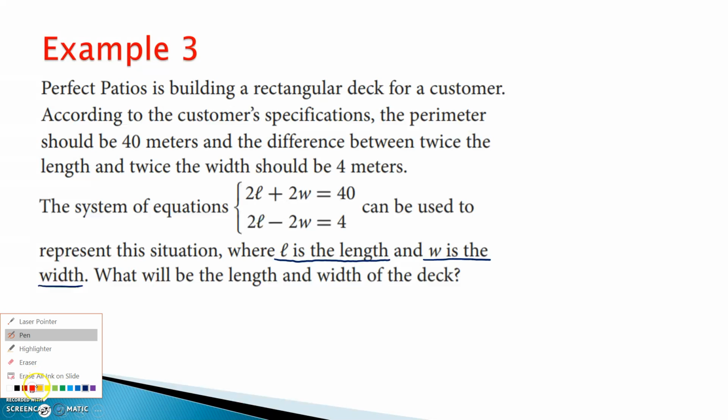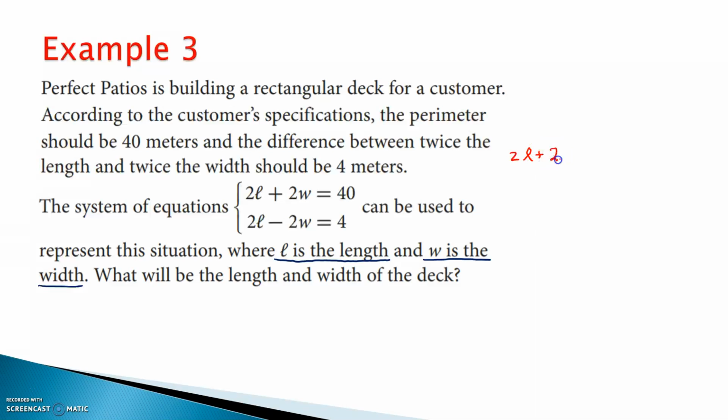The nice thing for this one is it's good to go. I can actually cancel out. I have a positive 2W and a negative 2W. Let me do the work on the side. 2L plus 2W is equal to 40, and I have twice the length minus twice the width is equal to 4. I know these are going to eliminate right away. That was kind of neat. So 2L and 2L give me 4L. What is 40 plus 4? That's 44. Divide both sides by 4. I know that L is going to be 11.